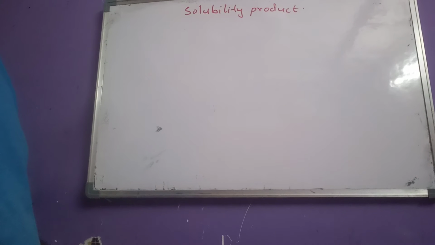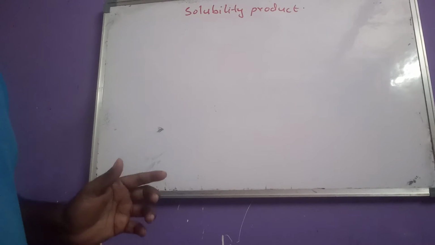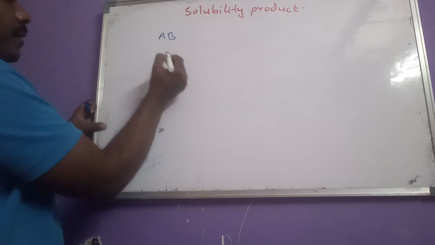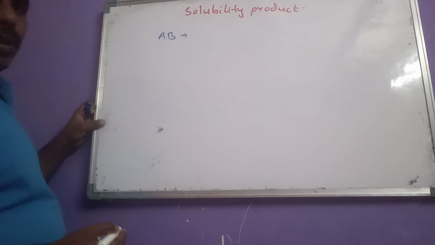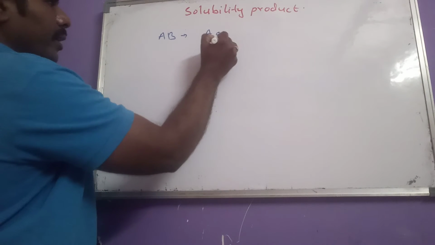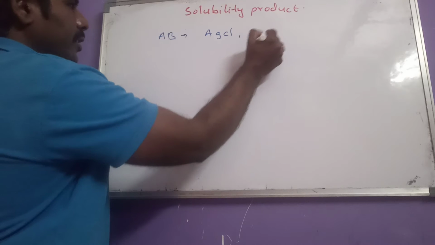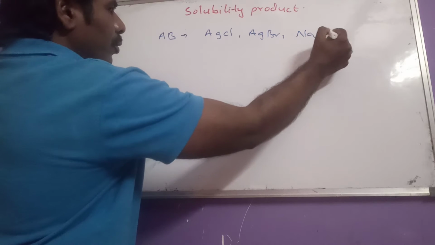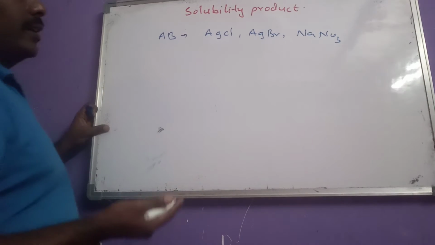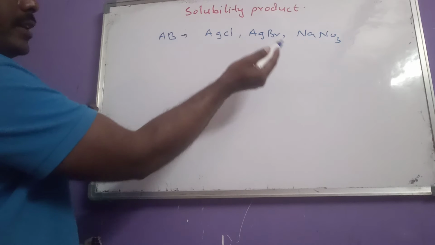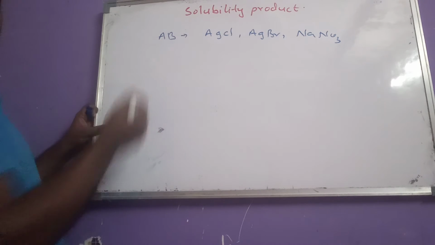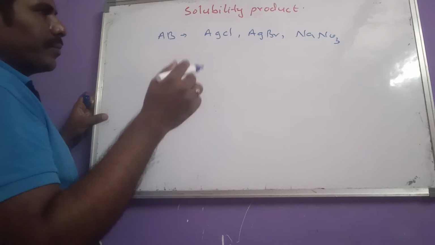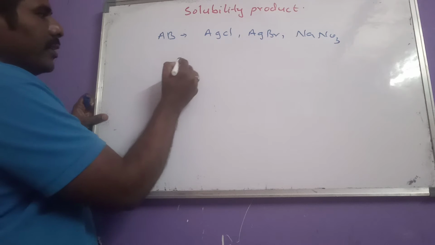Now different types of salts are there, so we have to use different formulas to calculate solubility product. The first type is AB type of salts. Examples here are AgCl, AgBr, or NaNO3, and also NaBr, NaCl. Those also come under AB type of salts.